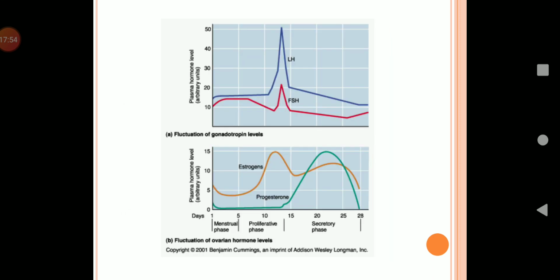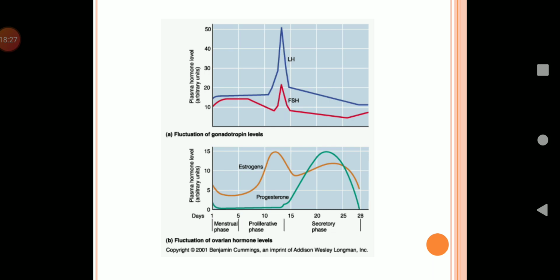Here you can see the graph showing the levels of hormones during different phases. During the follicular phase, estrogen level rises. During the ovulation phase, estrogen level drops because of the rupturing of follicles. During the luteal phase, progesterone level and estrogen level both rise due to the development of the corpus luteum, and during menstruation, estrogen and progesterone levels fall.